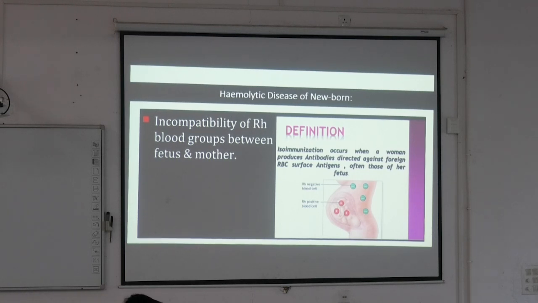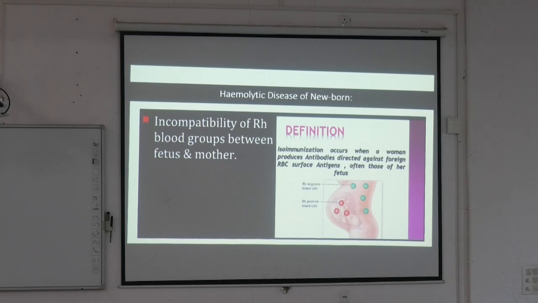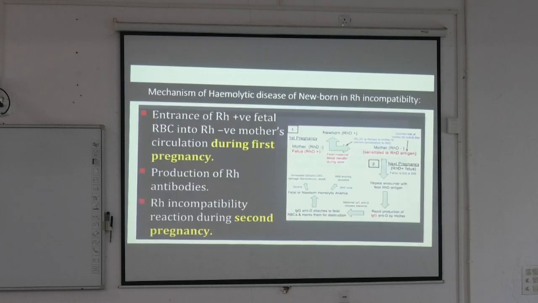So why does Rh incompatibility occur in hemolytic disease of newborn? Why not ABO blood group incompatibility? Rh antibody crosses the placenta, but IgM antibody or anti-A, anti-B antibody cannot cross the placenta. So if the antibody cannot cross the placenta, there will be no agglutination.